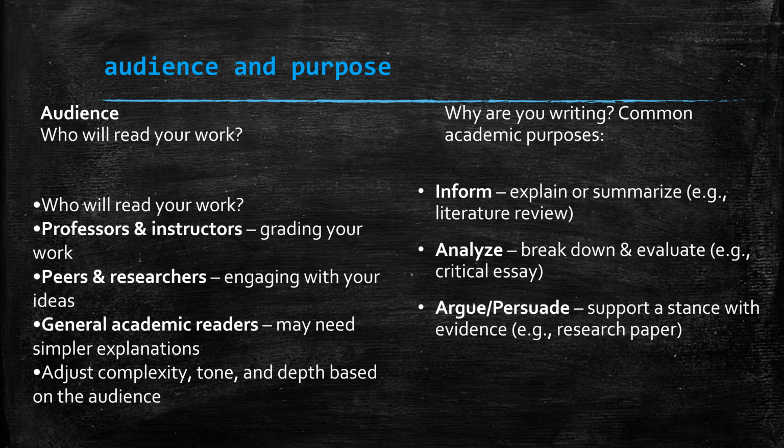An example could be if you are writing a paper on artificial intelligence for a computer science professor, you can assume they understand technical terms. But if your audience is a general academic group, you may need to explain concepts in simpler terms. What is purpose in academic writing? Well, the purpose of academic writing is the reason that you are writing it.